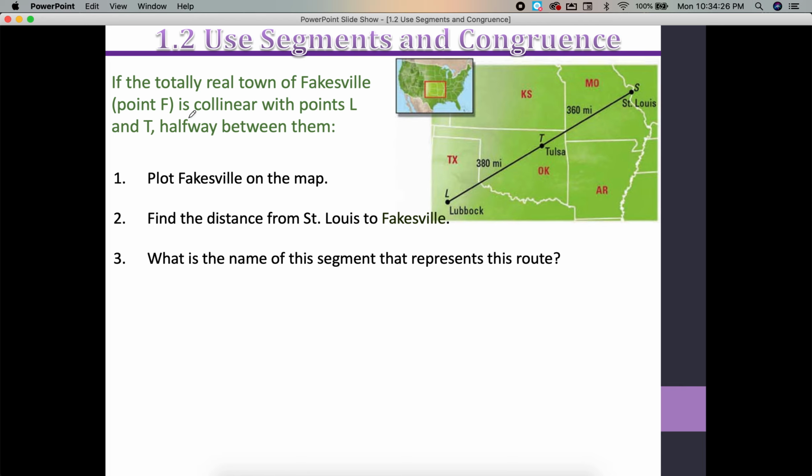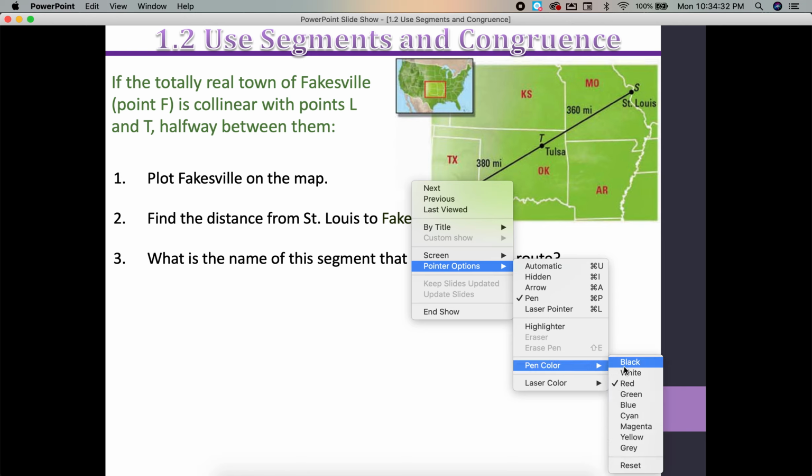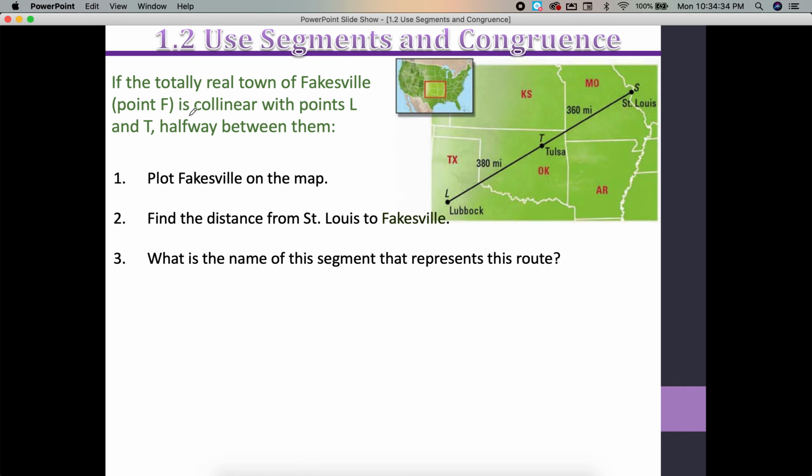Problem time. Pause it if you want to, but I will proceed. If the totally real town of Fakesville, don't Google it, it's not actually real, spoiler, but I'll call it point F. If Fakesville is collinear with points L and T, Lubbock and Tulsa, and it's halfway between them, first of all, plot Fakesville on a map. We'll just eyeball it, but I know we haven't gotten to this vocab yet, I would call that the midpoint of LT. I will designate that with these marks, which I'll talk about way later, but the fact that I'm drawing marks through these segments indicates that they are the same length, which means that I would have to cut the 380 in half, call it 190.